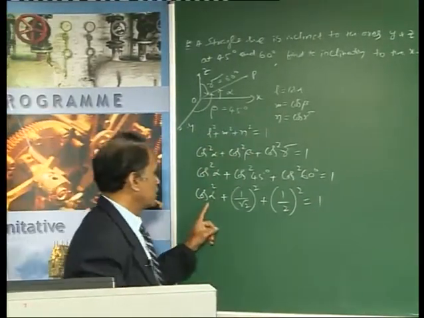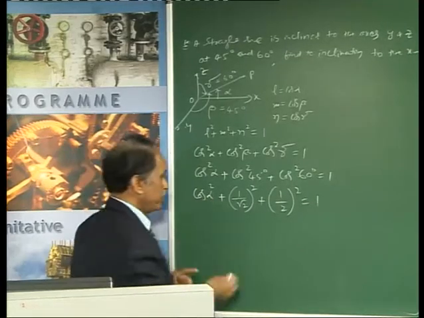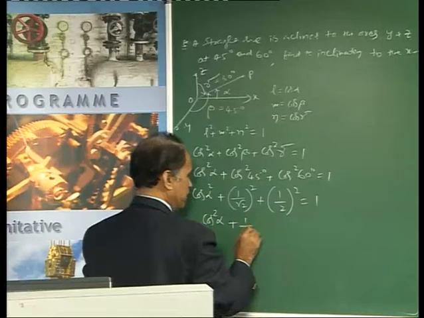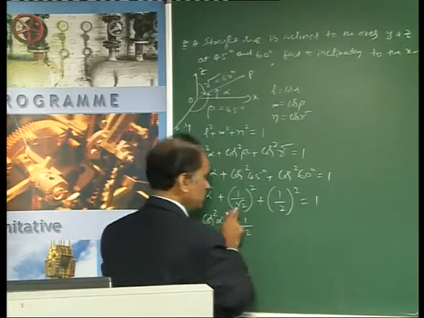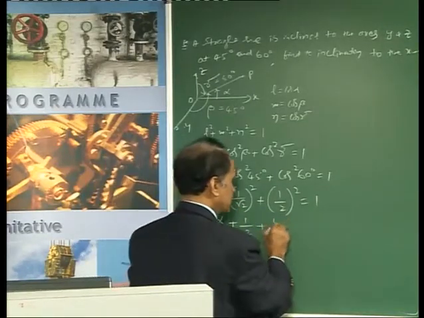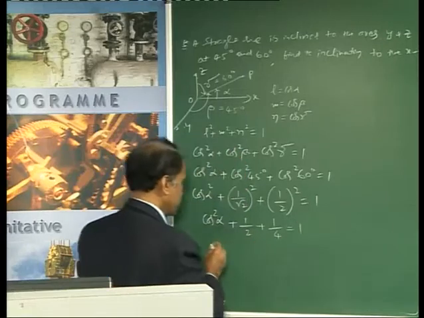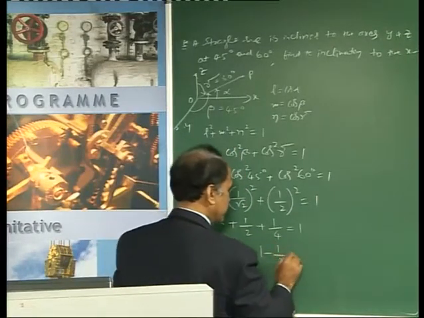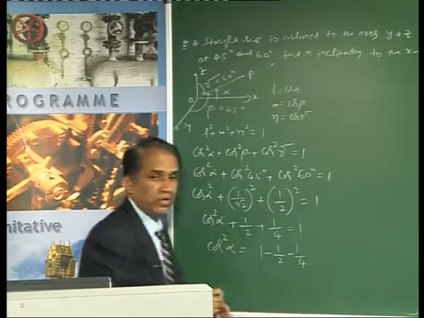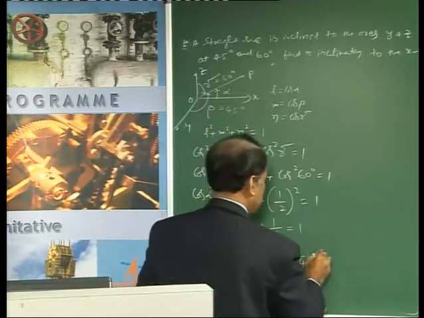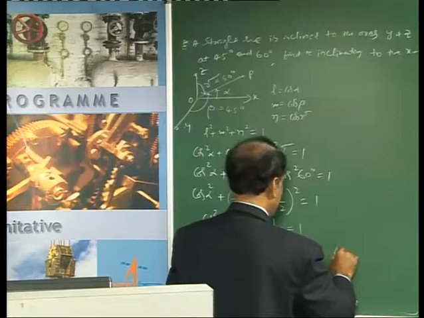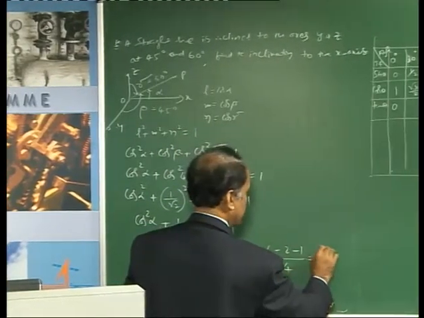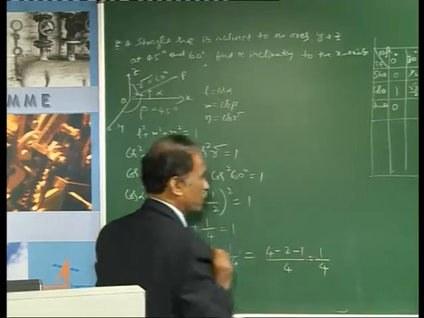It is quite simple. Only the alpha value is to be separated. That is cos square alpha plus 1 by 2 squared, plus 1 by 4 is equal to 1. Therefore, cos square alpha is equal to 1 minus 1 by 2 minus 1 by 4. What is the simplification? This gives 4 minus 2 minus 1 divided by 4, so that is 1 by 4.